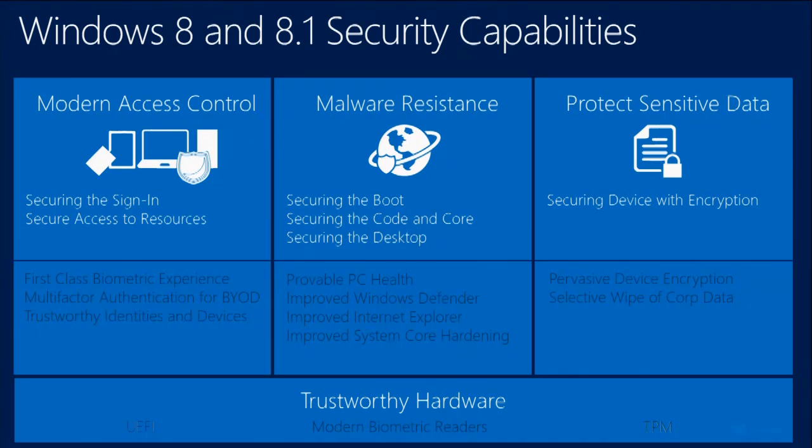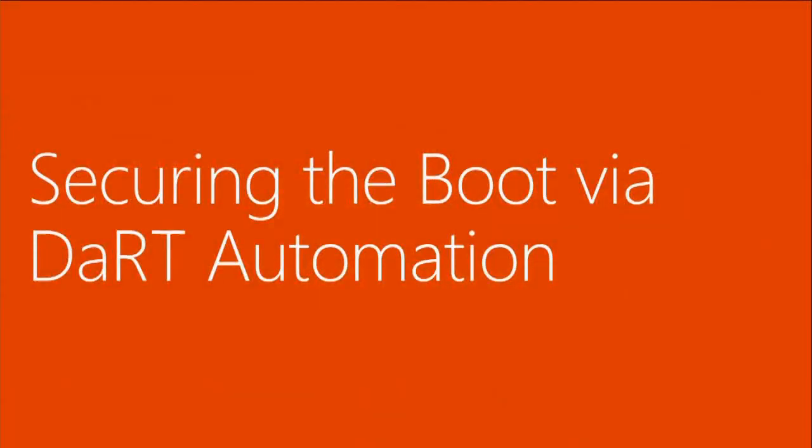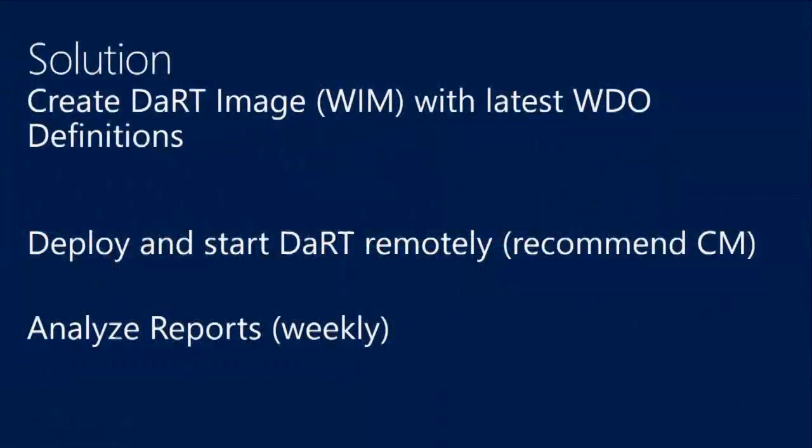But even for that little segment where we have still some malware and viruses, what do you do to secure the boot and have provable PC health while minimally impacting your customers and also using improved Defender tools? So Dart can help you with these scenarios, which is a fantastic story for Dart and for you as well. So what I want to talk about is how you can impact your organization through securing the boot via Dart automation. To do this, the solution that Dart has is, first, you need a way to create the Dart WIM on a regular cadence, probably like on a weekly cadence. And it needs to always have the latest Windows Defender Offline definitions.